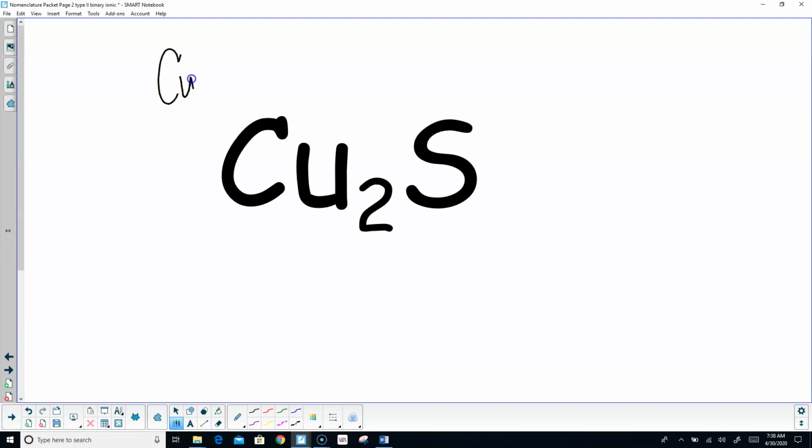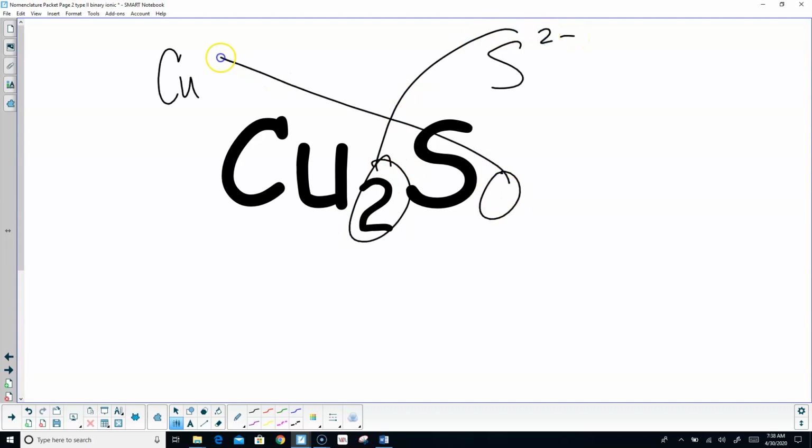Okay, Cu2S, we're going to put copper here and sulfur here. This 2 goes up to the sulfur. Sulfur is 2 minus, so that's good. This 1's going to go over to the copper. So this is copper, Roman numeral 1, sulfide.